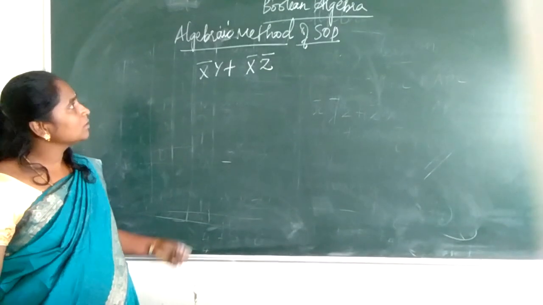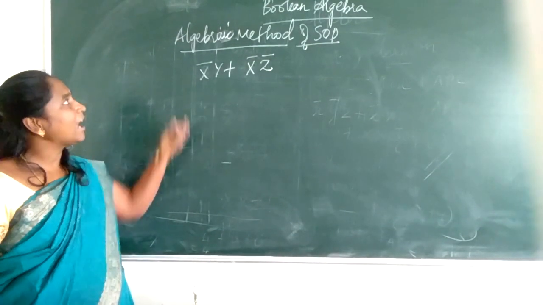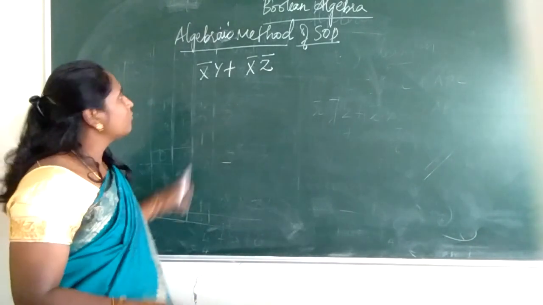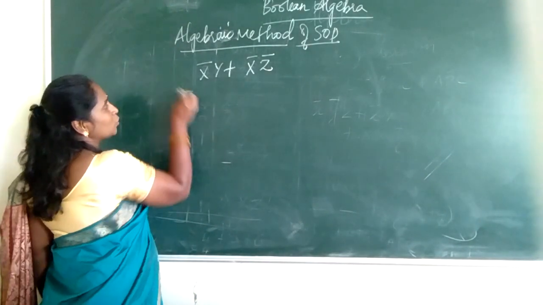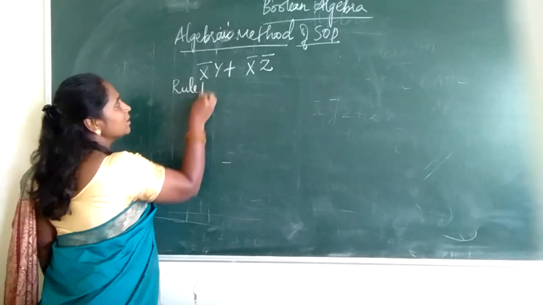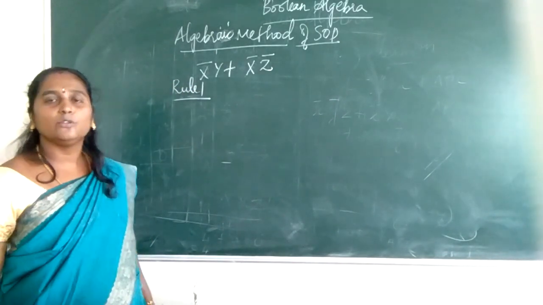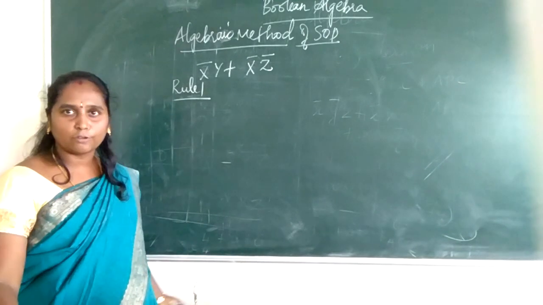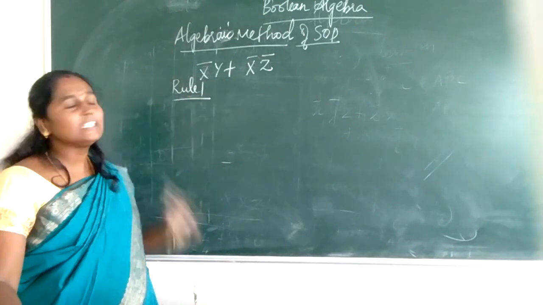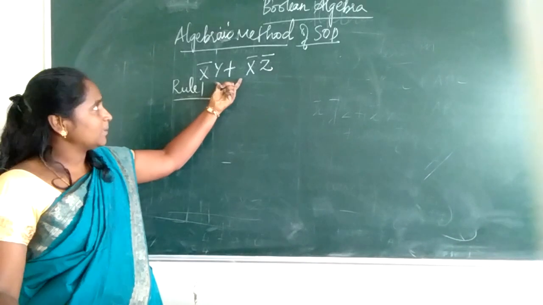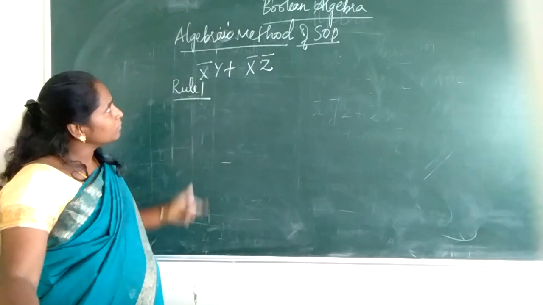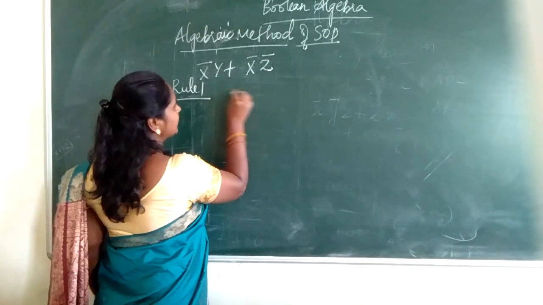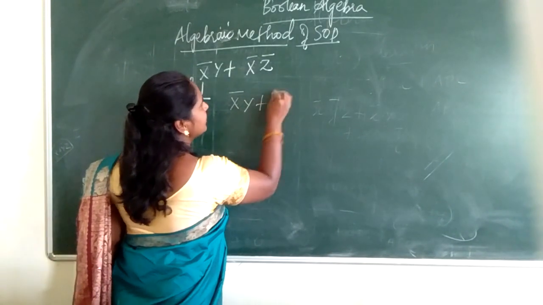Okay. So the next method of your SOP is the algebraic method. What it tells in the algebraic method, first rule or rule 1, is to simplify the given expression using De Morgan's theorem or any other rules. Any kind of laws can be used to solve this particular SOP expression. How do we do it in the algebraic method? First, bring as it is x bar y plus x z bar.